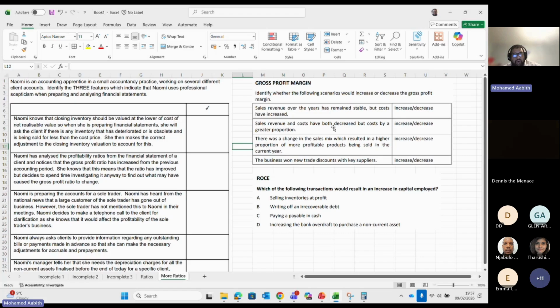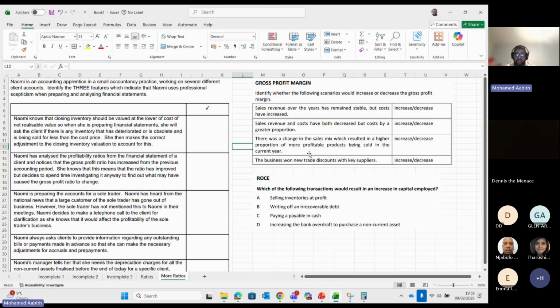Sales revenue and the cost both decrease, but the cost by a greater proportion. So you have those two numbers here, the sales revenue and the cost. They both come down, but the cost comes down by a greater degree. So this one is coming down, but this one is coming down a bit faster. So what happened to the margin here? Between those two, the margin is going to increase. There is a change in sales mix, which results in a higher proportion of more profitable products being sold in the current year. So when they say more profitable products are sold, what does that mean for you? I have an increasing gross profit margin.